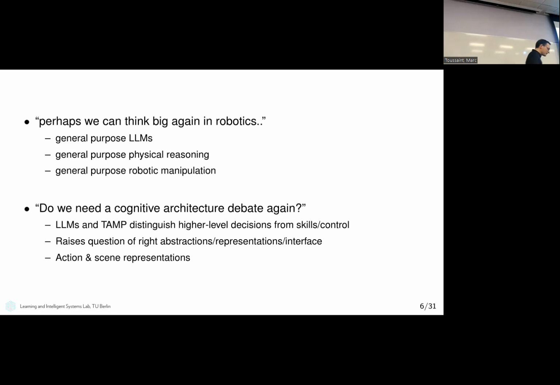And the original idea of that title, do we need a cognitive architecture debate again, is about that point. So LLMs and TAMP, and I see them as analogous here, are about high-level decision making. And they therefore distinguish between high-level decision making, the decisions about discrete things, about motor primitives or constraints, as we will see in a second, and the lower-level execution, which involves maybe motor skills, if you call them like that, or control primitives. So it raises the question about the right abstractions.